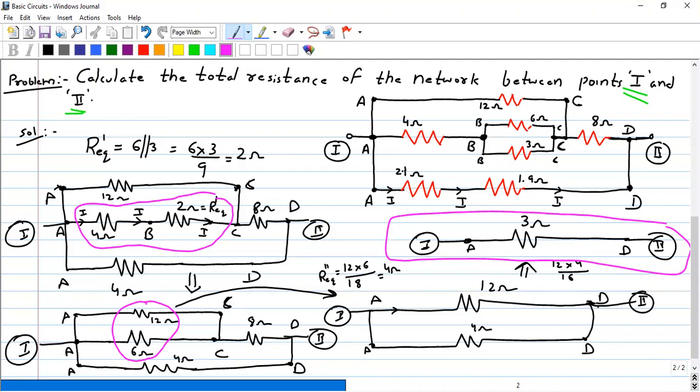So this is how you can find the equivalent resistance. You need to just be careful about which resistances are in series and which resistances are in parallel. That you need to identify. The rest is very simple.